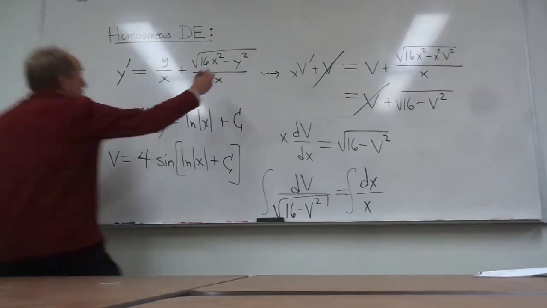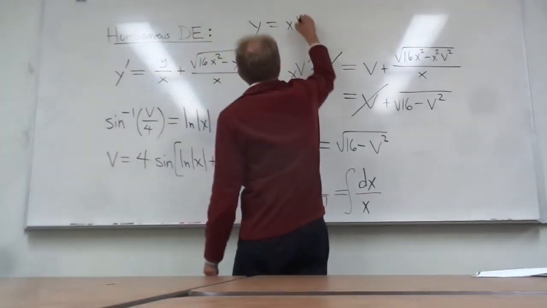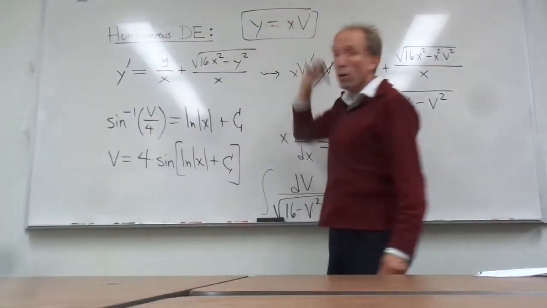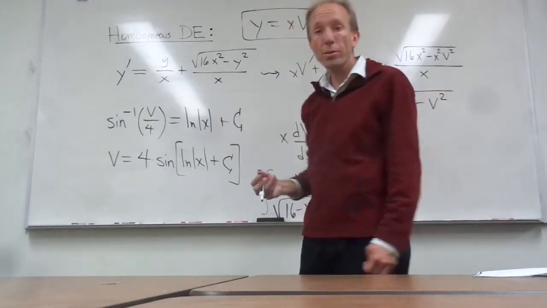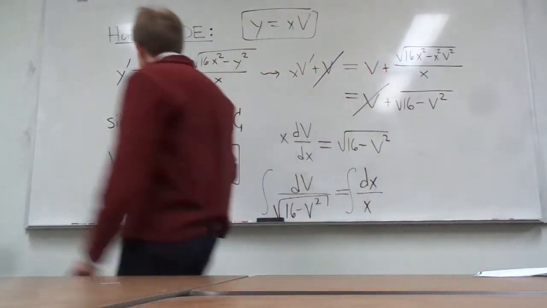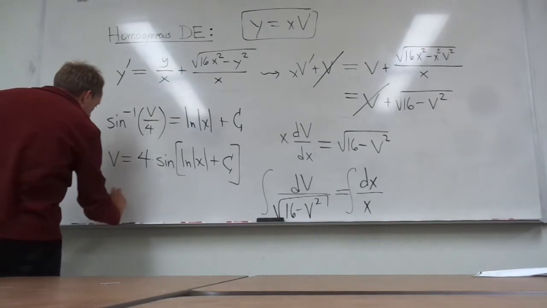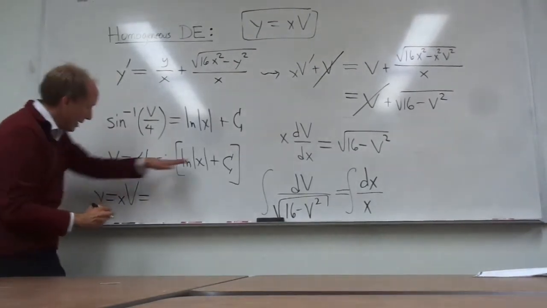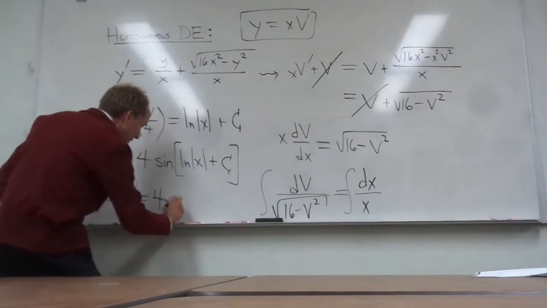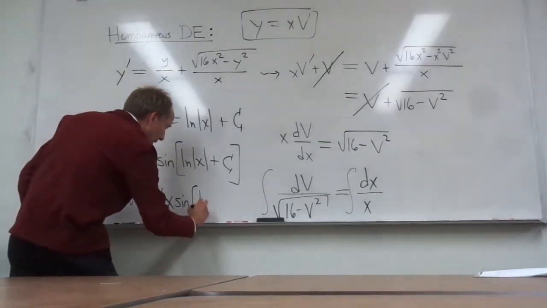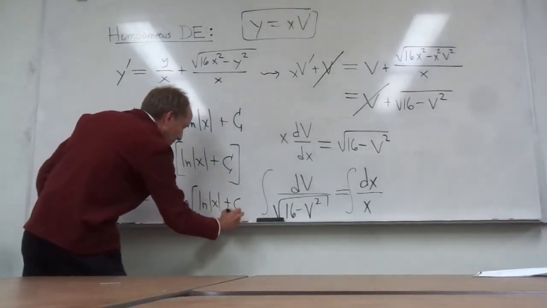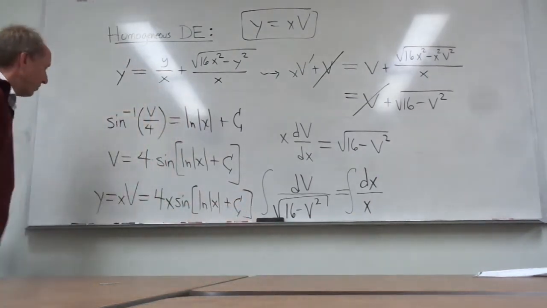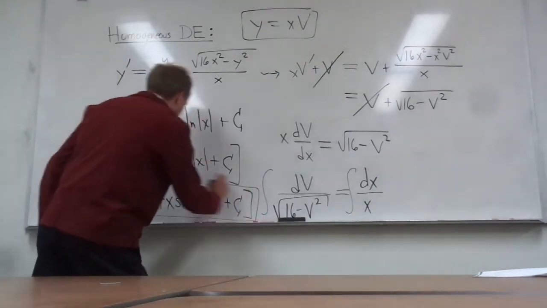Don't forget, that's not your final answer. I erased the change of variables, but you need to ultimately write your final answer in terms of y. Well, y is just x times v. So y is just xv. In other words, it's x times what we have right here. So 4x times the sine of the ln of absolute x plus c. There you go. So this would be the final answer.